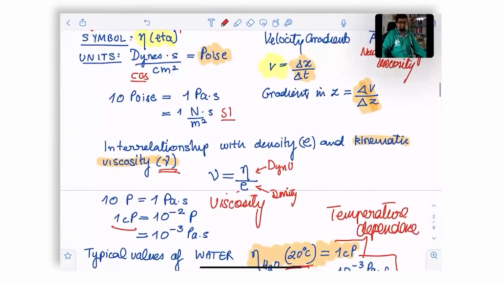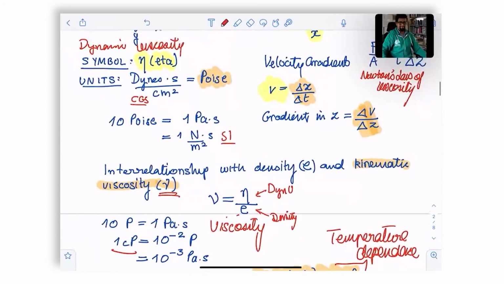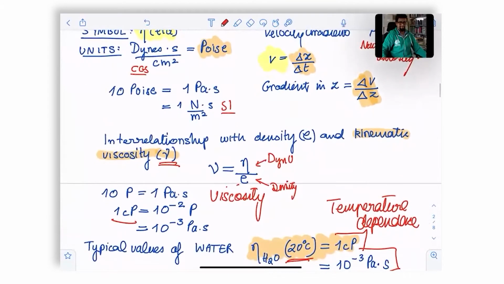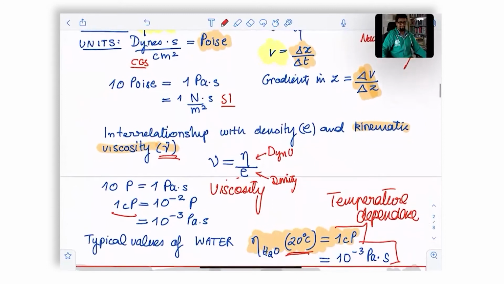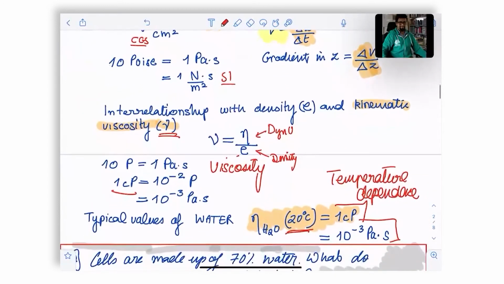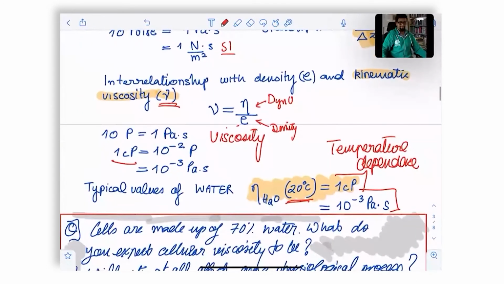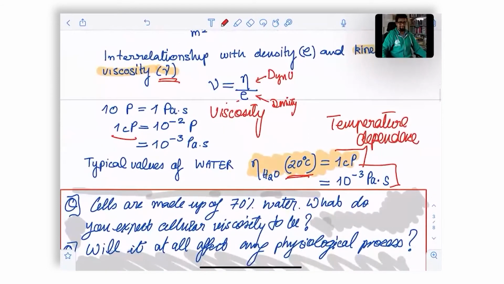And the units in CGS are dynes centimeter per centimeter square times second, which is also written as poise. And the SI units are Pascal second. 10 to the power minus 3, 1,000th of a Pascal second, is the viscosity of water at 20 degrees Celsius, or 1 centipoise. So I have a question for you, and I'm going to return to this question at a later time.